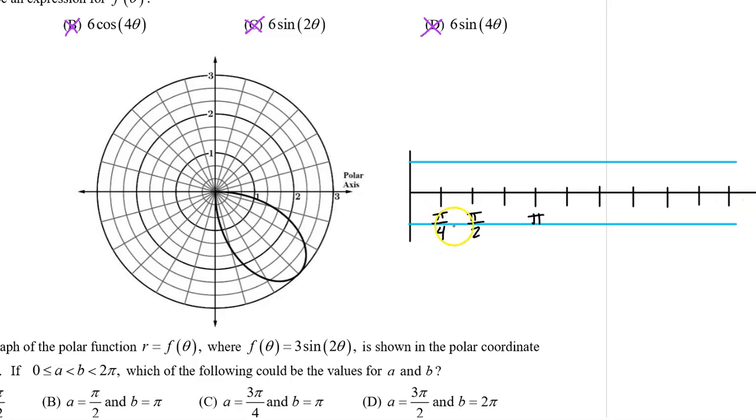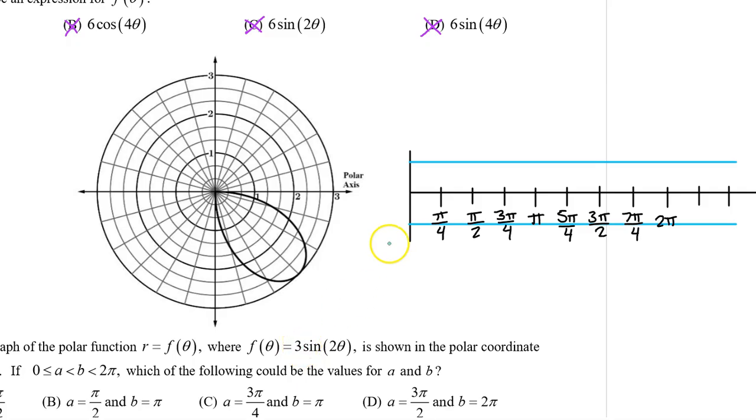This is 1 pi over 4, this is 2 pi over 4, this would be 3 pi over 4. Then I have 4 pi over 4, 5 pi over 4, 6 pi over 4, which reduces to 3 pi over 2, 7 pi over 4, and 8 pi over 4, which reduces to 2 pi.